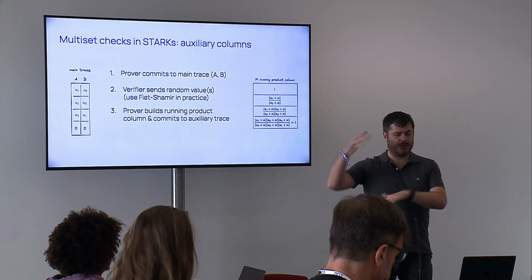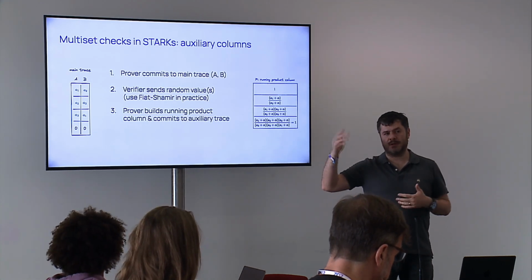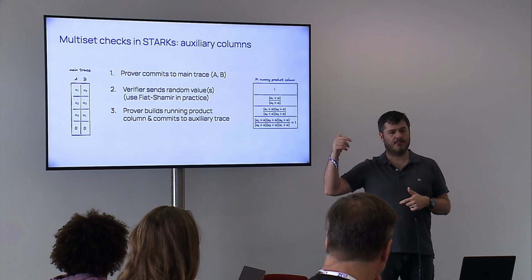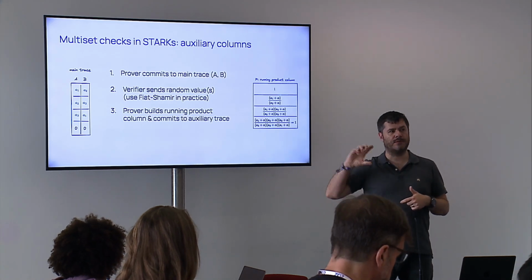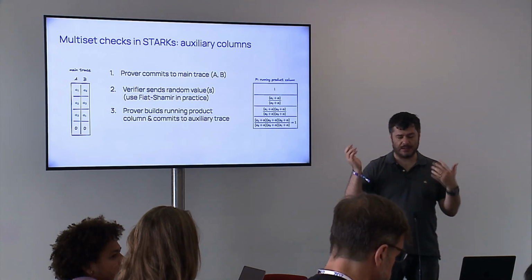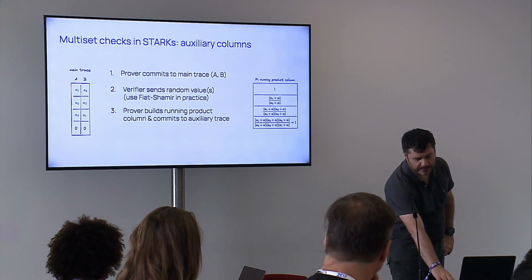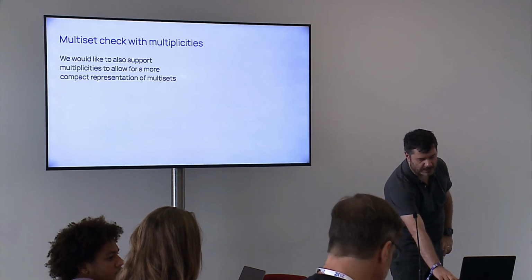Then we need to impose the boundary conditions on this auxiliary column, like if we want it to start with one and end with one, if we want the sets to be completely equal, or again, as I mentioned, you can initialize it or put different boundary conditions on it.